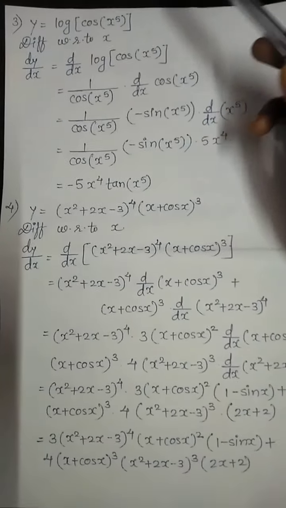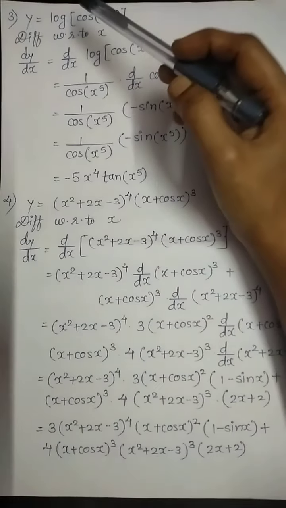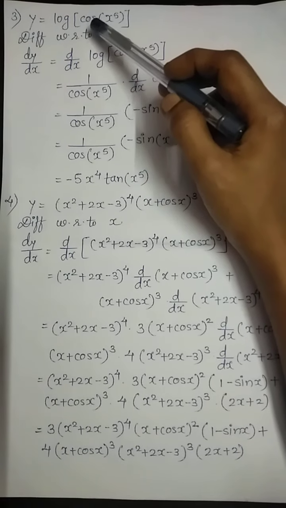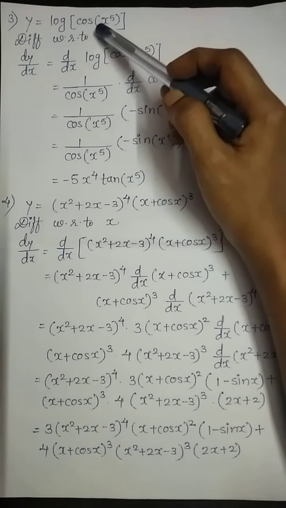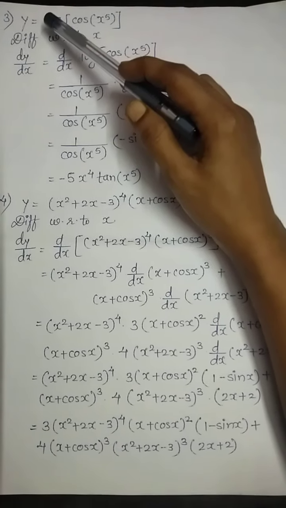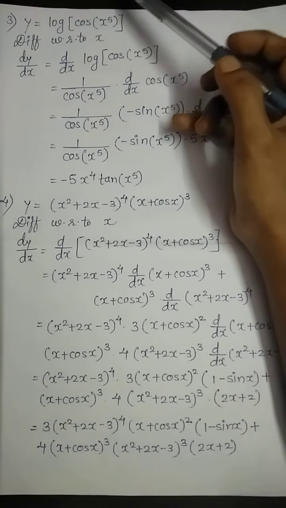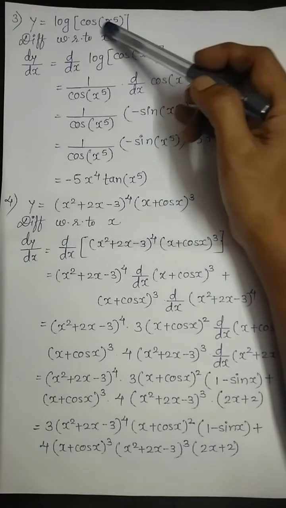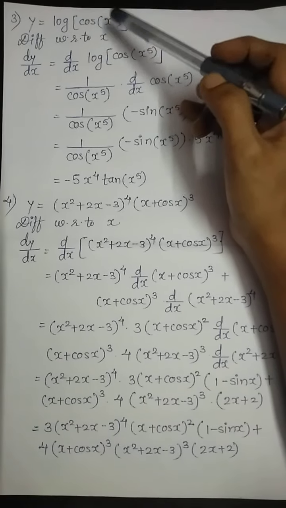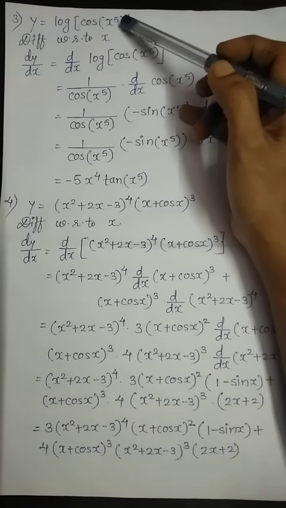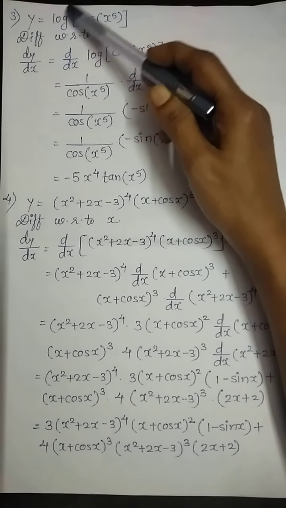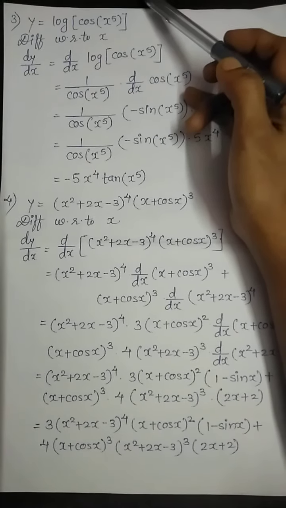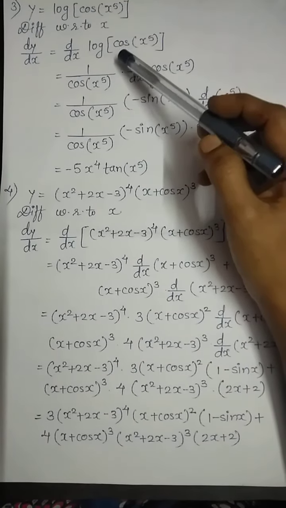Here also first we will observe the given question carefully. First we will apply the formula of log x. In that case we will consider this cos of x raised to 5 as only x. So log x. Then we will consider the formula of cos x. In that case we will consider this x raised to 5 as only x. And finally the derivative of x raised to 5. So first applying the formula of log, then applying the formula of cos, and then applying the formula of x raised to n. So let's start to find the derivative.